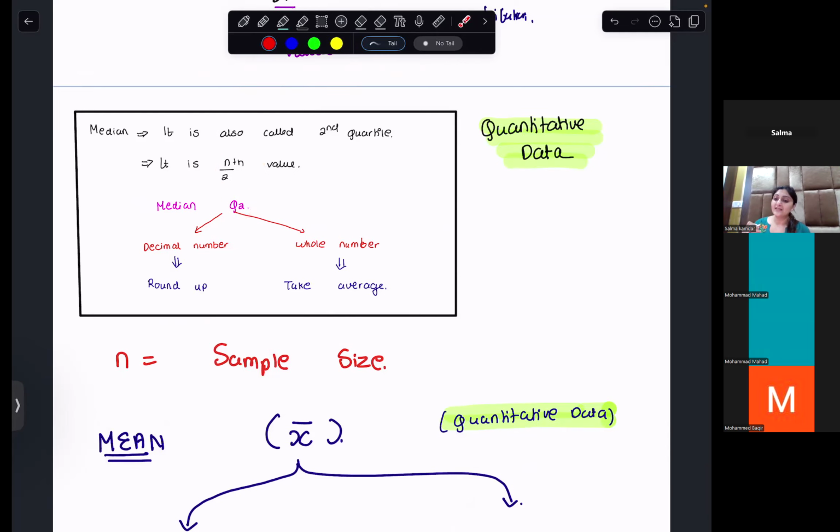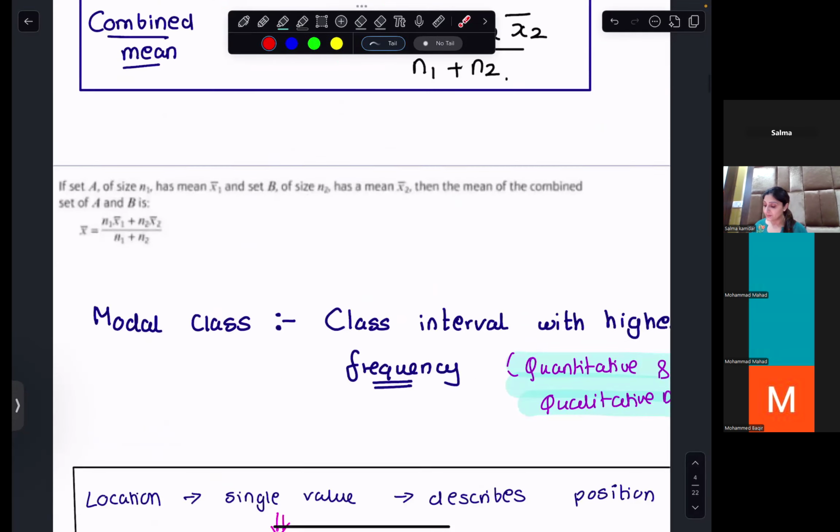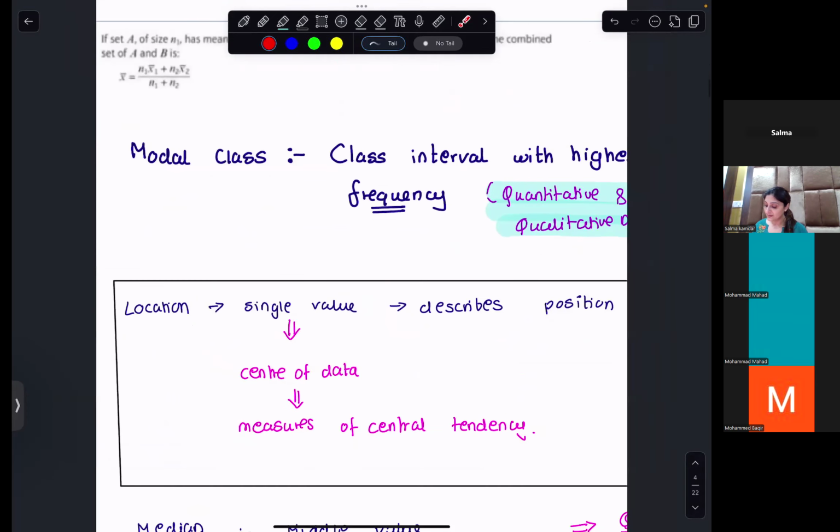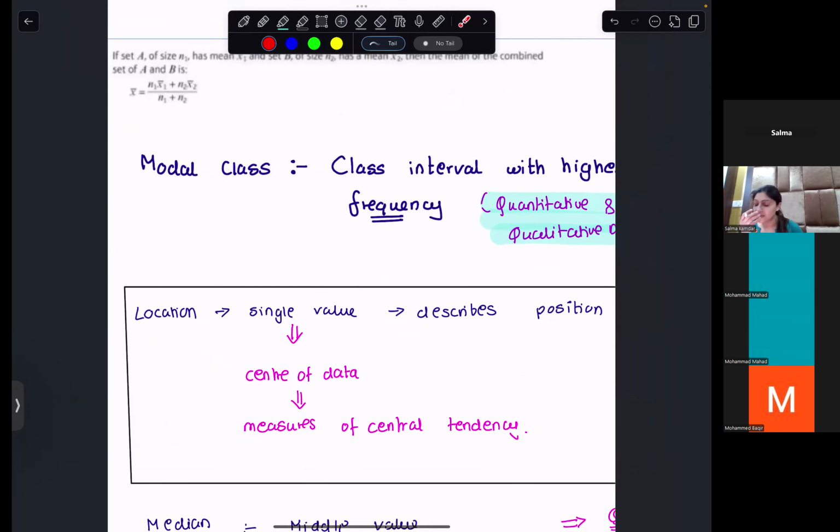If you get an answer in decimal number, what do you do? You will round up. If you get an answer in a whole number, then you take that data value and the next data value, divided by 2, you will take the average. Are you with me? Yeah. When I talk about mode, what does mode mean?